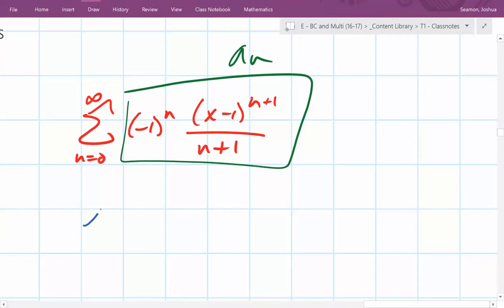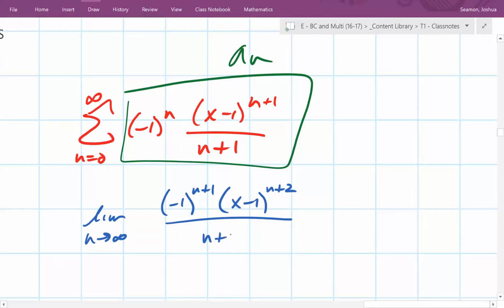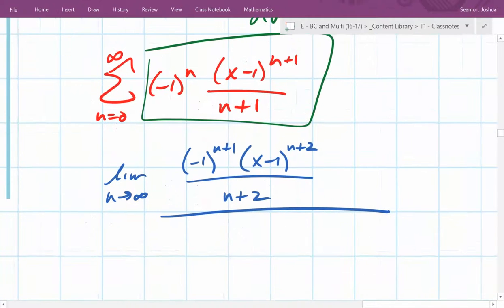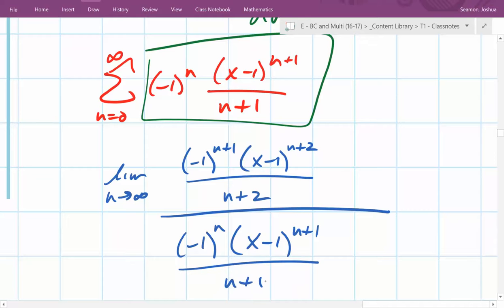We're going to do the limit as n goes to infinity. We need to do the next one. What's the next term going to be? (-1)^(n+1) times (x minus 1)^(n+2) over n plus 2, all over (-1)^n times (x minus 1)^(n+1) over n plus 1. So this is key. There's an absolute value around it. Do you remember that as part of the definition?